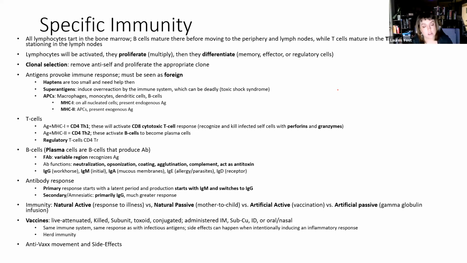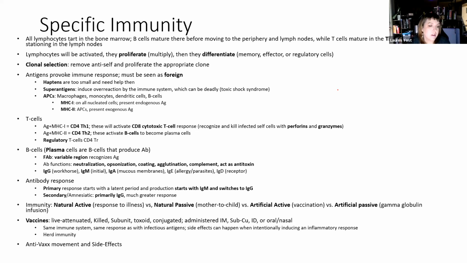Again, antigens are anything that provokes an immune response, and they must be seen as foreign. The body sees them as foreign if it has been trained to see self as self, and then we eliminate the cells that recognize the self. If that doesn't happen, we'd be trying to attack our own cells all the time. And so it's important that we have distinguished foreign versus self throughout the development of these cells.